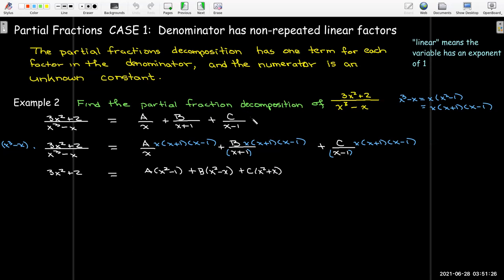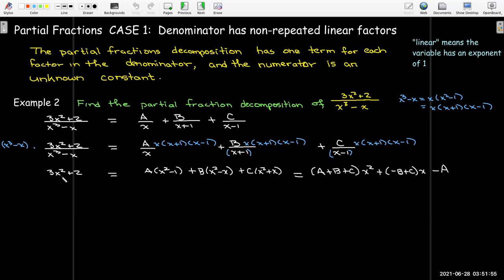That just gives me a polynomial on the left-hand side and a polynomial on the right-hand side, but with these unknown values a, b, and c. But these are equal to each other. These polynomials are equal to each other. And the only way that two polynomials can be equal to each other for all values of x is if the corresponding coefficients are equal to each other.